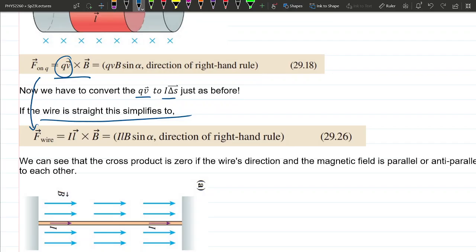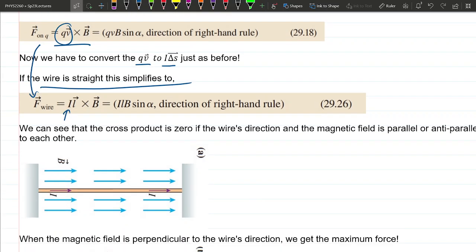So this is the scalar value of the current. It could be positive or negative. And L is now this weird vector L, where the magnitude is the length of the wire, and the direction is the direction that the wire points. And then the magnetic field is the same magnetic field we had to deal with before.